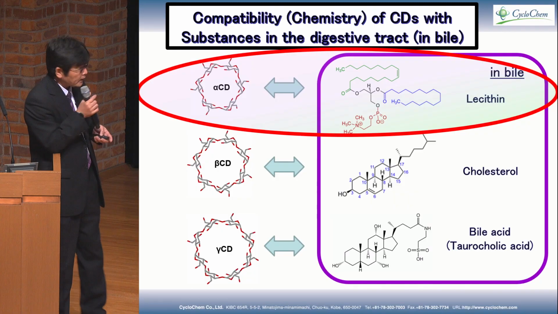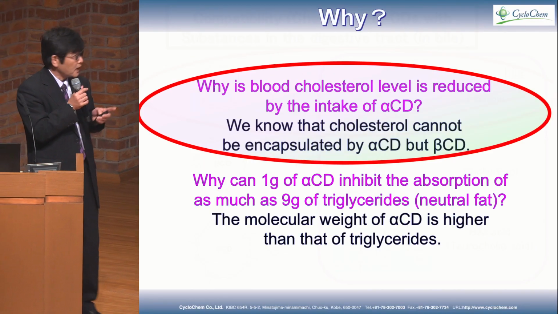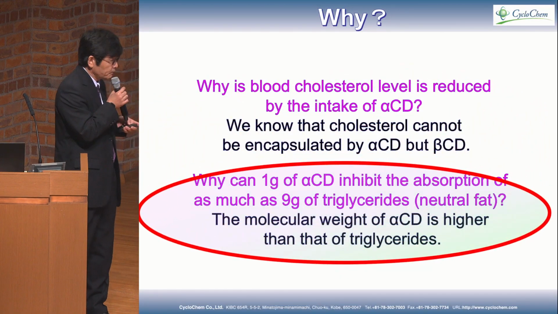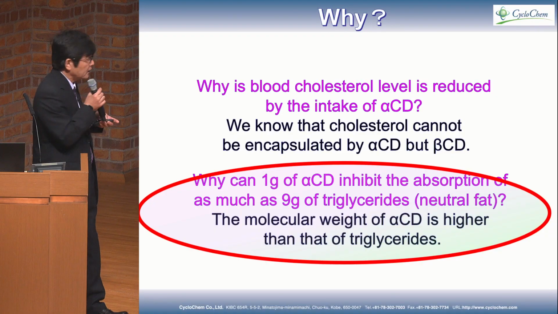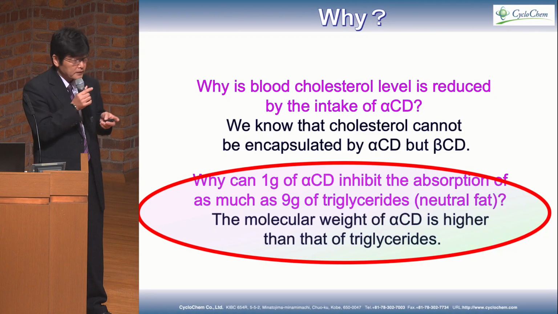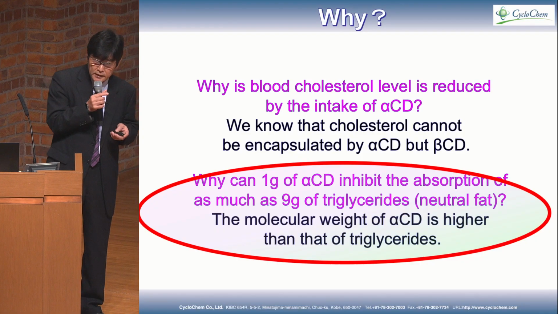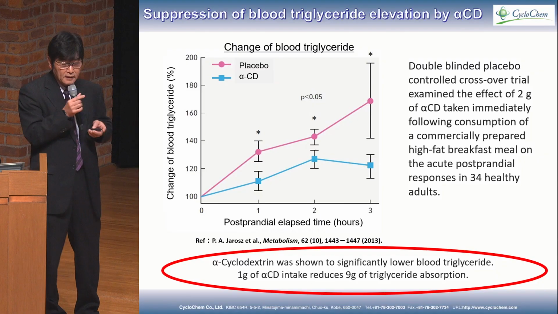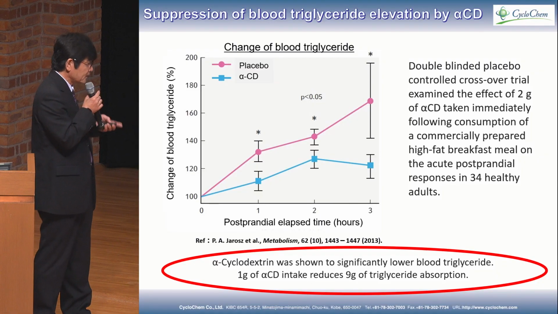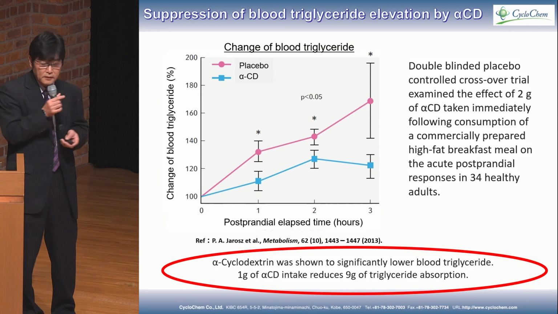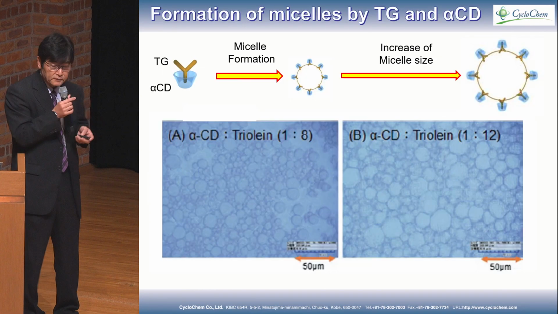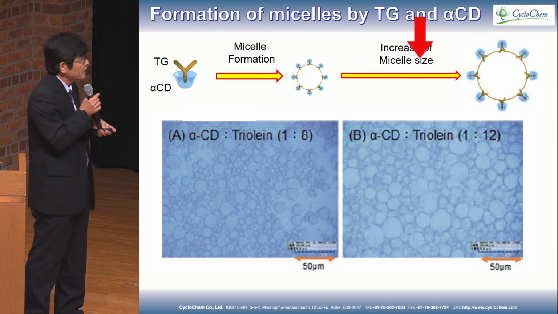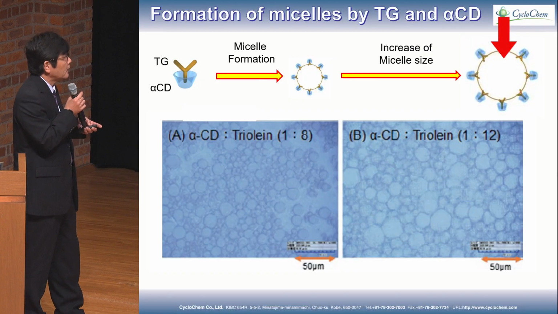So next, why does 1 gram of alpha-cyclodextrin inhibit absorption of as much as 9 grams of triglyceride? This was a question from the human study. In a 1-to-1 complex, the molecular weight of alpha-cyclodextrin is higher than the triglyceride. But the human study is available here, and after calculation, 1 gram of alpha-cyclodextrin intake actually reduced 9 grams of triglyceride. The reason we found is because of micelle formation and increasing the micelle size.